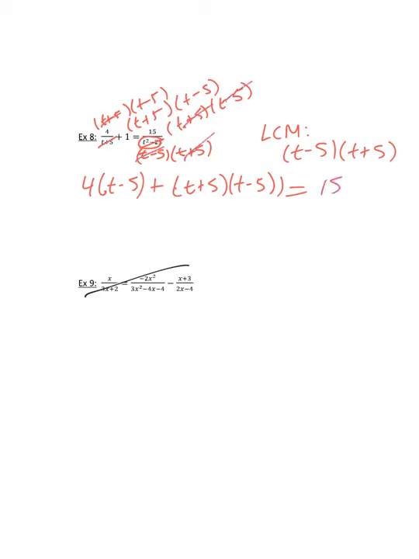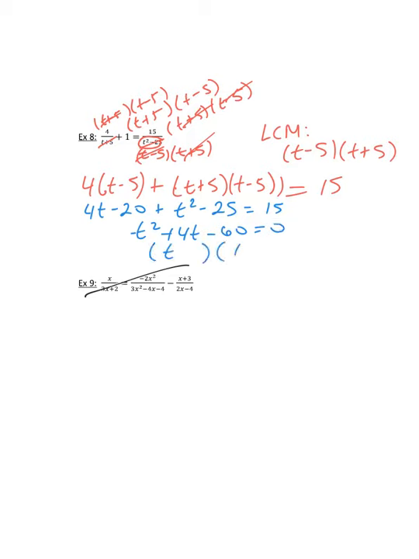So we now are just going to distribute 4t minus 20 plus FOIL that, t squared minus 25 equals 15. I have a quadratic, so I have to set equal to 0 and reorganize my terms. So I have t squared plus 4t, and then I have minus 20 minus 25, and I'll also be subtracting over the 15, so it'll be negative 60 equal to 0.